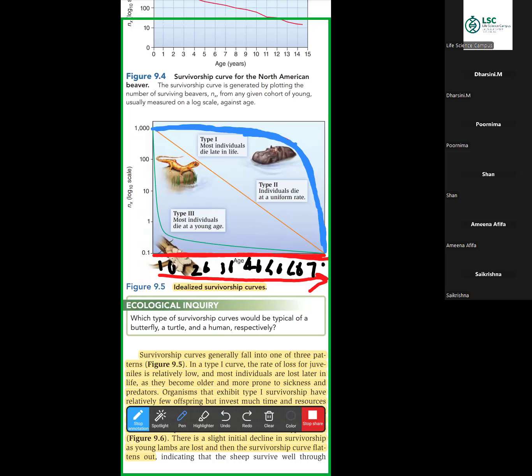So you can see that this portion of the graph indicates 10. Is it right? The age of the individual present in this portion is 10. So the rate of juvenile death is very low, because you can see that at the age of 10, there are 1,000 individuals present. Is it right?